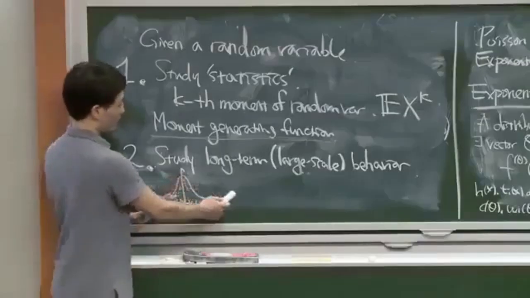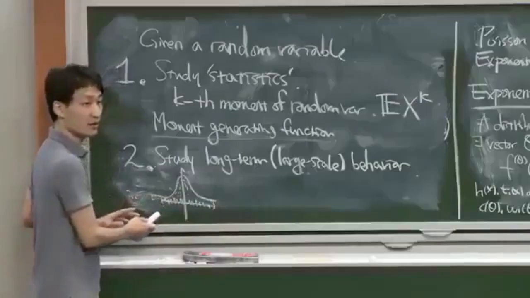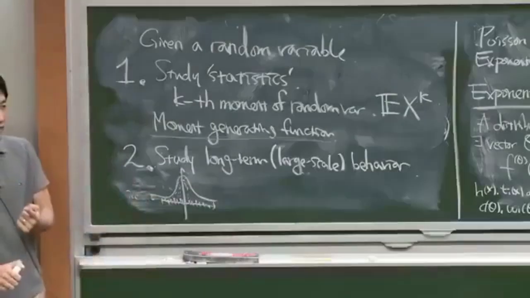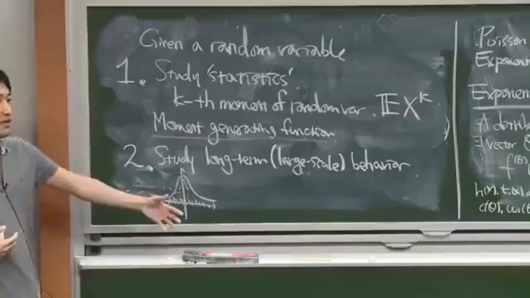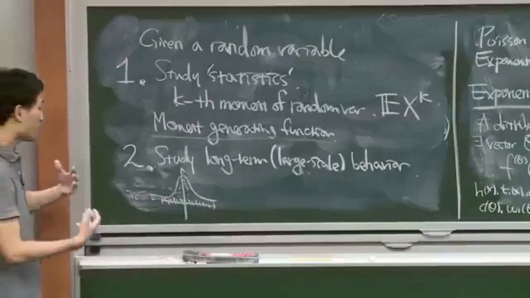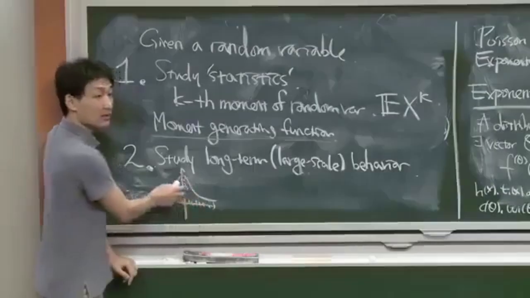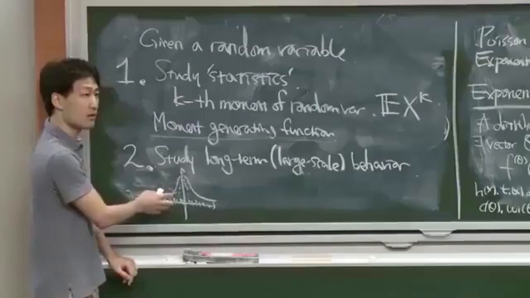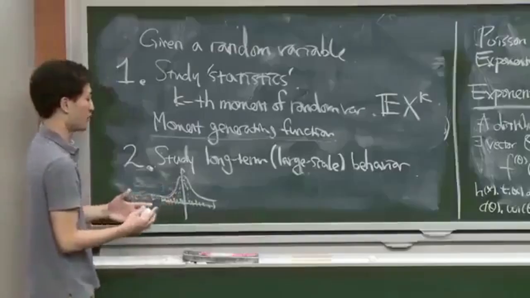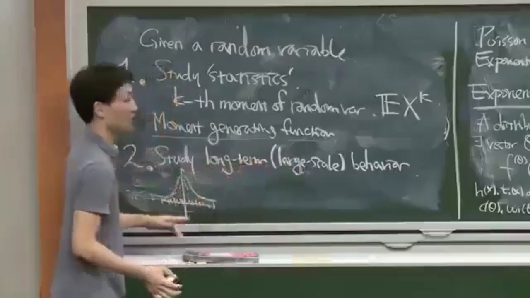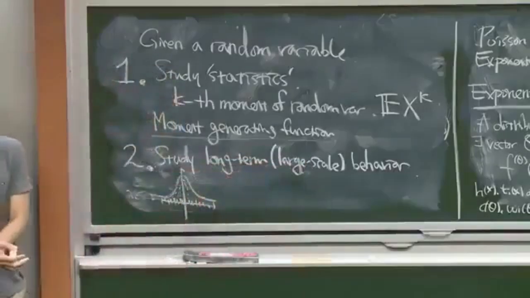It will be more dense here, sparser there, and sparser there. So you don't have individual control on each of the random variables, but when you look at large scale, at least with very high probability, it has to look like this curve. Those kinds of things are what we want to study. When we look at this long-term, large-scale behavior, what can we say?